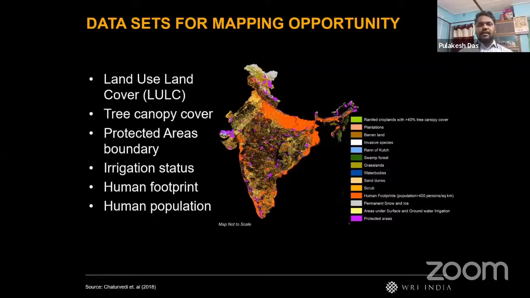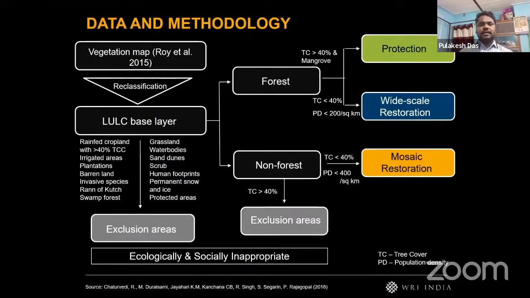So this India vegetation type map we took, and then we reclassified, and from that reclassified map we have removed a number of ecologically important areas, as well as the classes like urban areas, water bodies, and swamp forest.